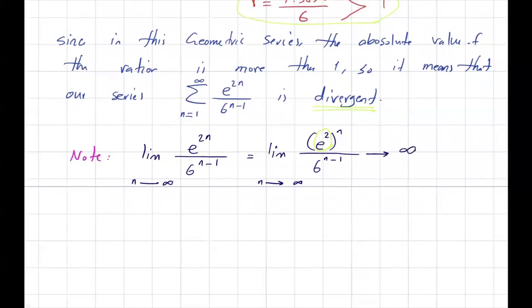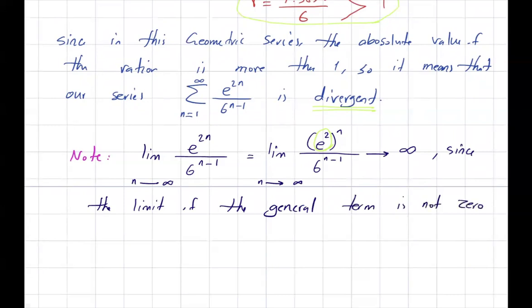And you're going to say that since the limit of the general term in the series is not 0, our series is a divergent series.